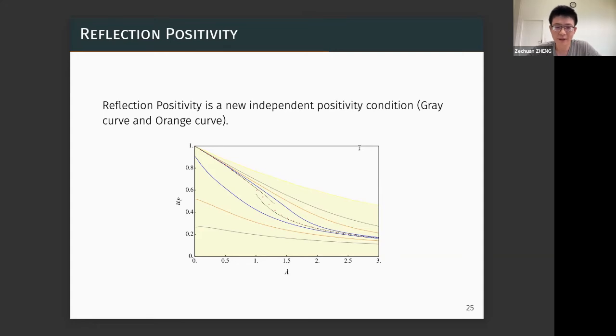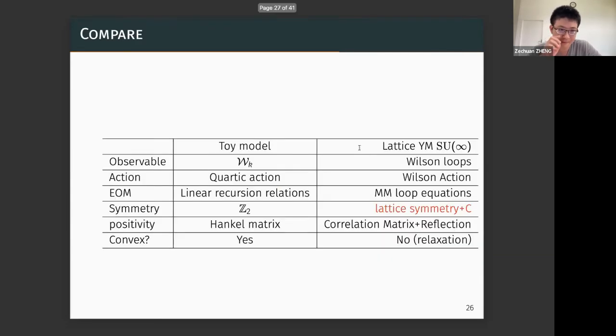The gray curve is the bootstrap without reflection positivity, and the orange curve is the bootstrap with reflection positivity. Apparently, they are at the same order. They are L max equals 12, which means that we are doing the bootstrap with all the Wilson loops with length less than 12. So it is obvious that they are independent.